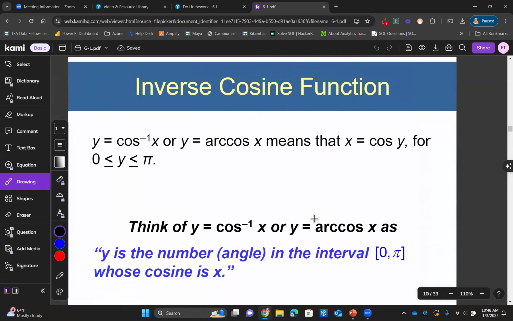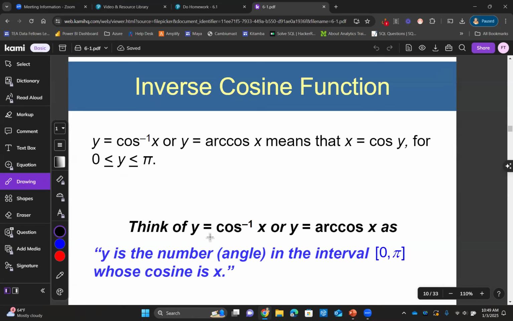So for the inverse cosine function, many things will be similar to the inverse sine function, but now the notation will change. y equals arc cosine of x, or y equals cosine to the -1 of x. It means if you are solving for x, x will always be equal to cosine of y. And this time, these numbers will change for arc cosine. So y can only take values from 0 to pi, and both 0 and pi are inclusive.